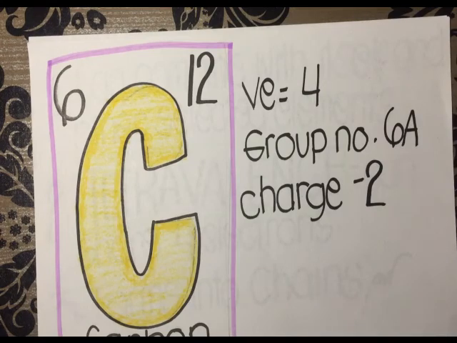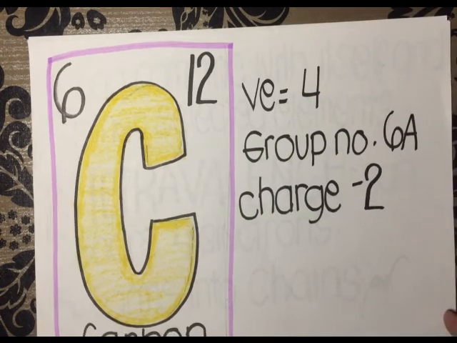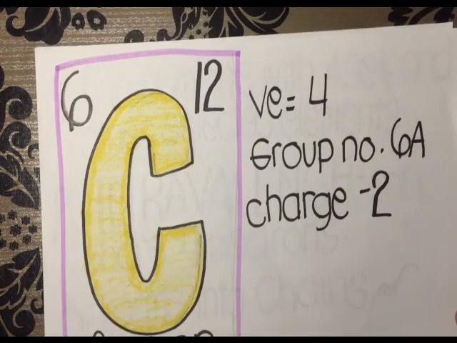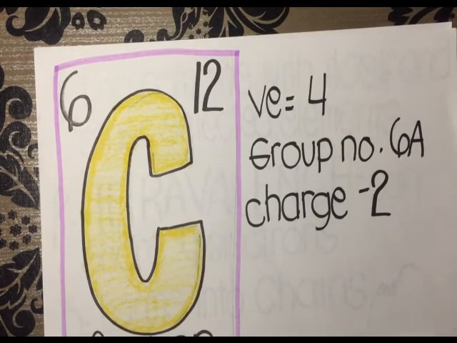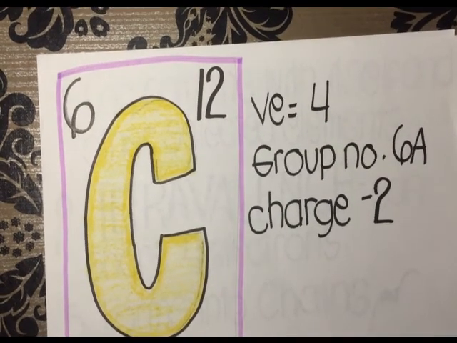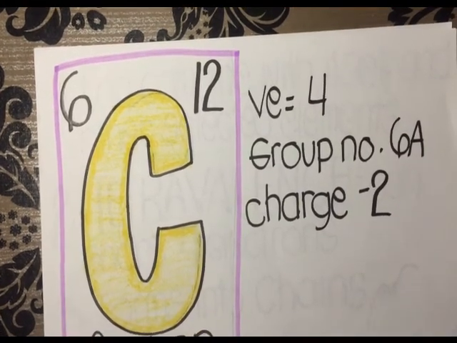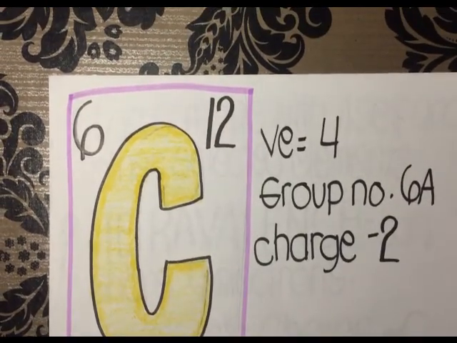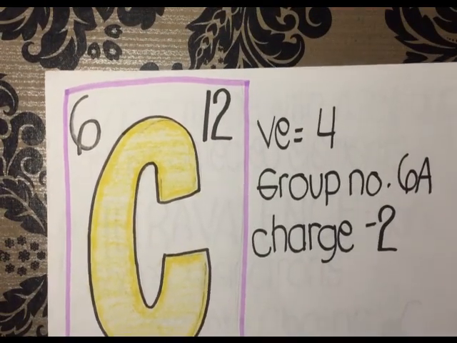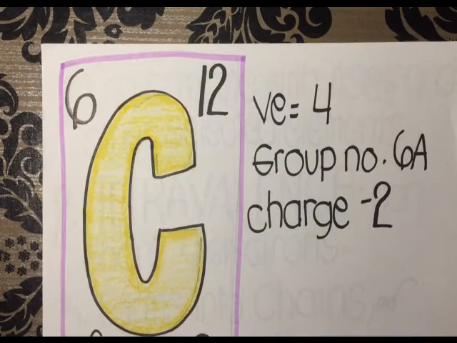Carbon has a symbol of C, an atomic number of 6, and an atomic mass of 12. So valence electron is 4, belongs to group 6A, and has a charge of negative 2. So, bakit ba naging unique ang carbon? At bakit ba siya ang pinag-uusapan natin ngayon?